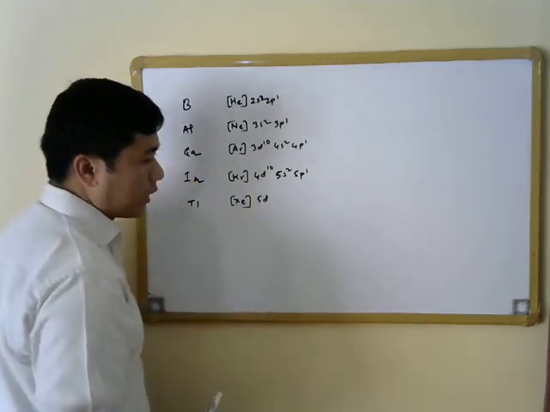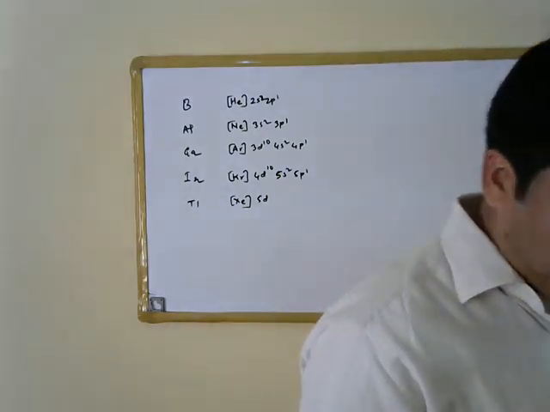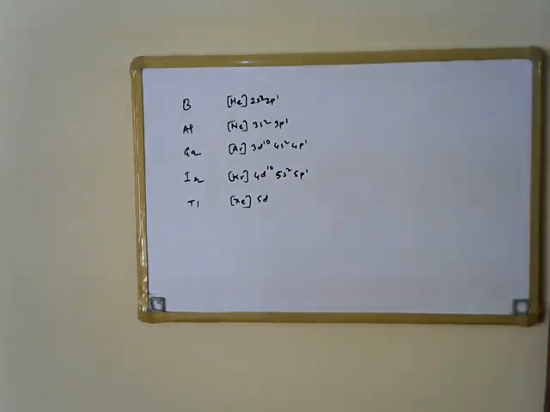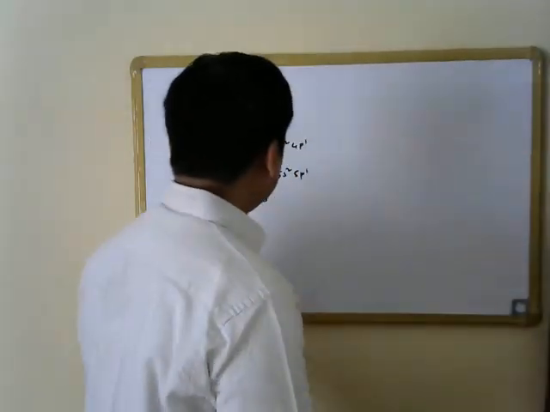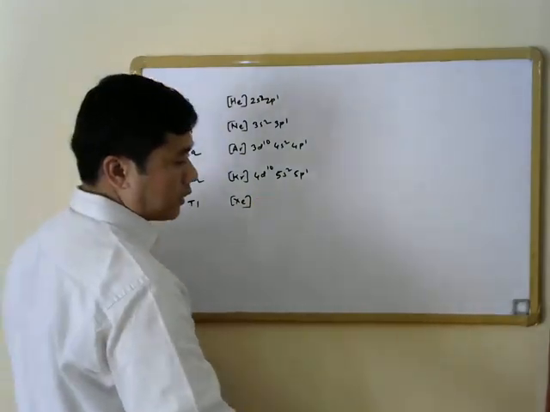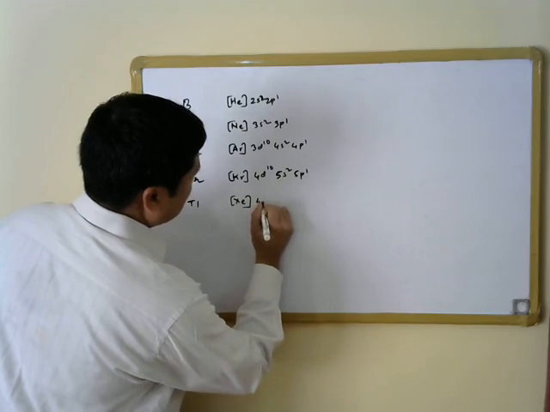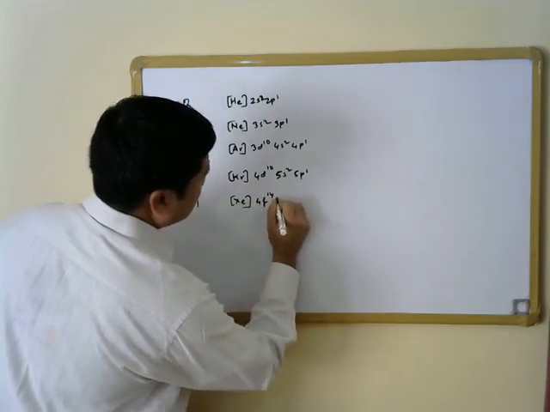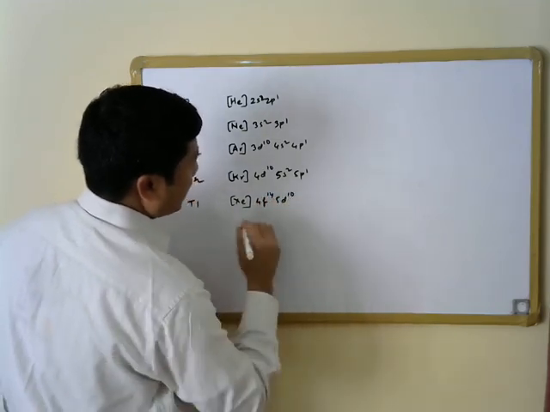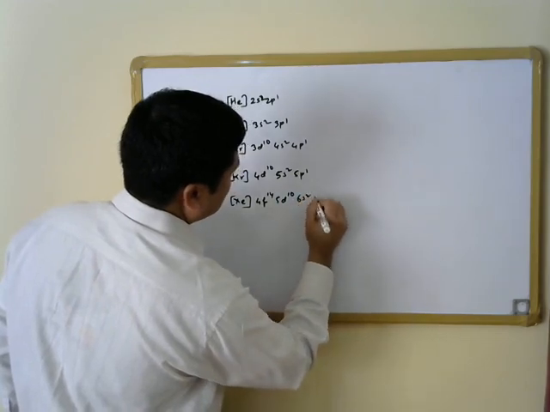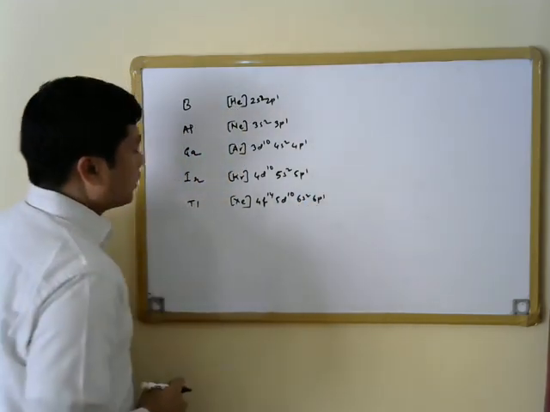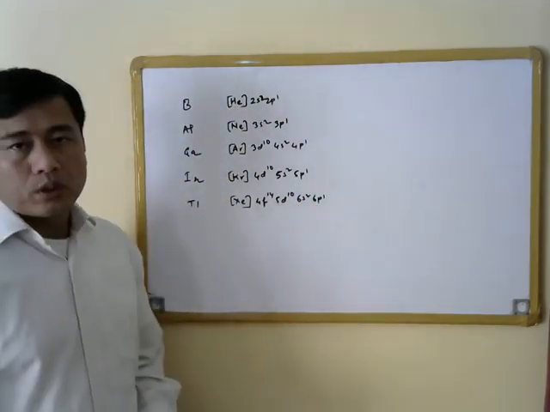So we also have the f electrons, it also has f electrons, so it is 4f14, 5d10, and then 6s2, 6p1. So that is the electronic configuration for thallium.